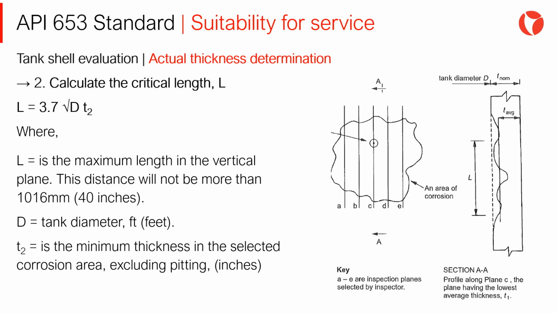Second, the critical length, L, should be calculated as follows. L = 3.7 √(D × t2), where L is the maximum length in the vertical plane. This distance will not be more than 40 inches, 1016 millimeters. D is the diameter of the tank in feet. t2 is the minimum thickness in the selected corroded area, excluding pitting.